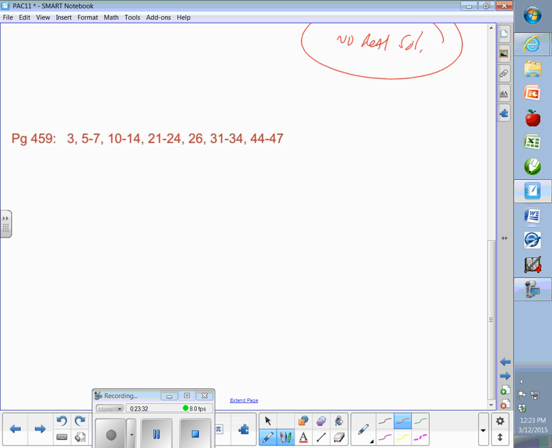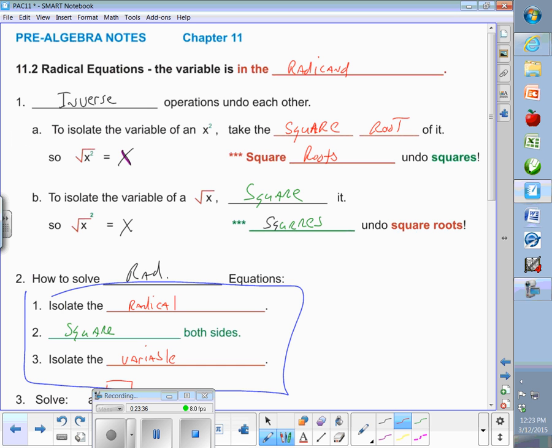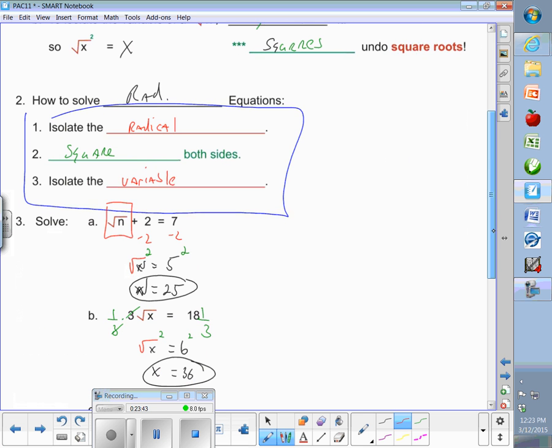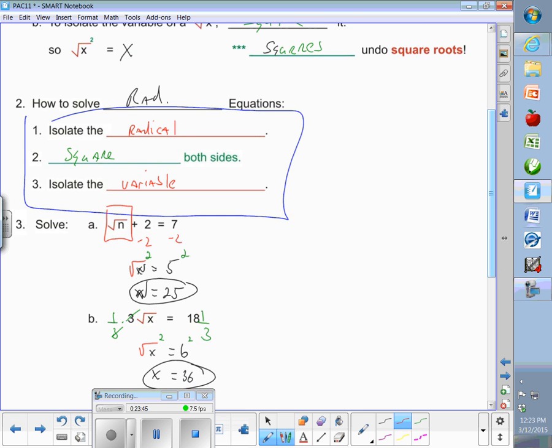All right, stop. Before you pack up, one last second here. Give me 1 second to review with you. So remember, squares undo square roots. Therefore, when you see a radical equation, what should your first thought be? Isolate the radical. From there, square both sides, and then isolate the variable, and voila, you're there. All right.